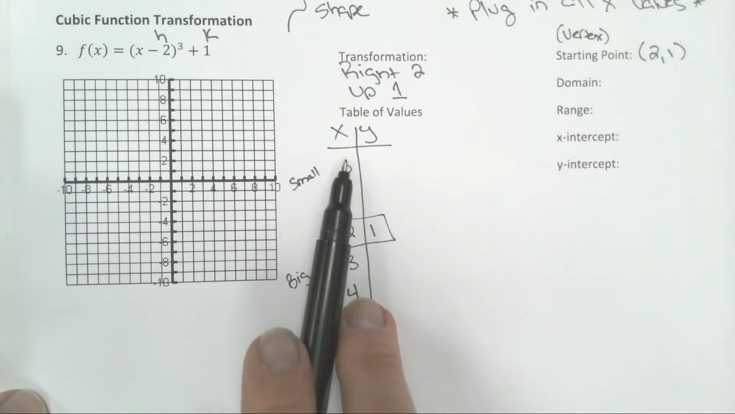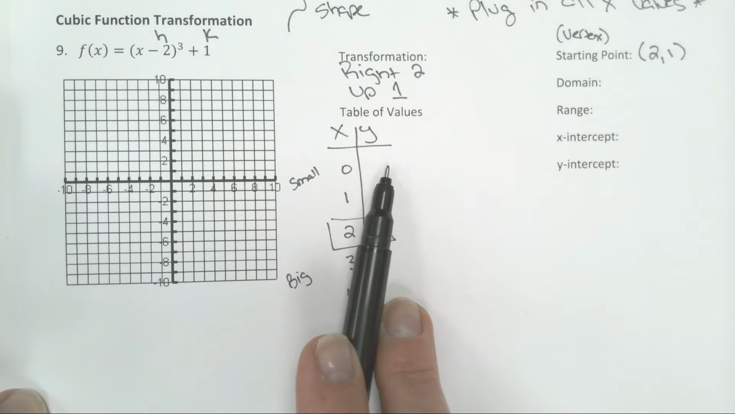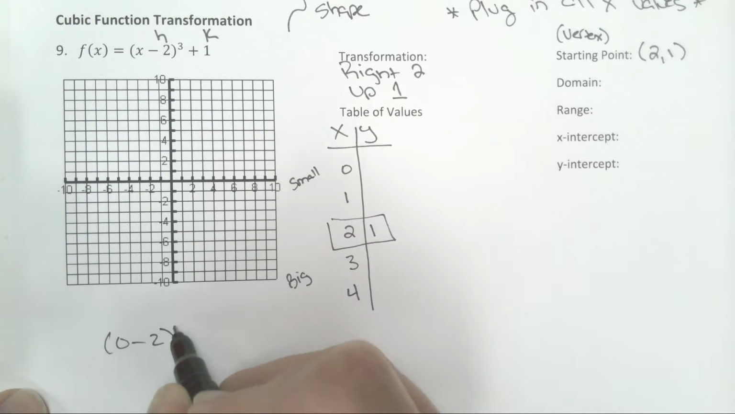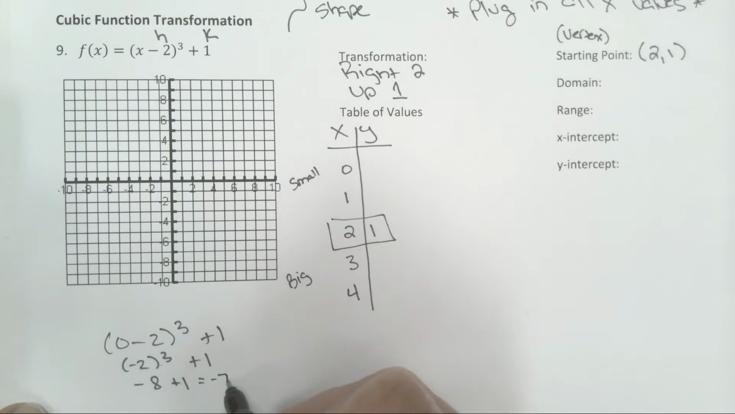Okay. I'm going to plug all these x values in, and then my answer is going to be their y value. So when x is 0, I have 0 minus 2 cubed plus 1. 0 minus 2 is negative 2. Negative 2 cubed is negative 2 times negative 2 times negative 2. So since you have an odd number of negatives, you still have a negative number. This is negative 8 plus 1, which equals negative 7.